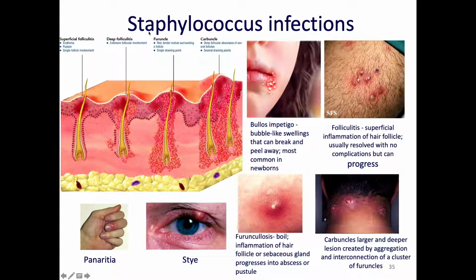So this is because Staphylococcus, it's a deep follicle. This is a furuncle, and you can see it goes deeper. This is a superficial follicle, this is a deeper follicle, this is a furuncle, and this is a carbuncle, and you can see the area of inflammation is much larger and deeper.